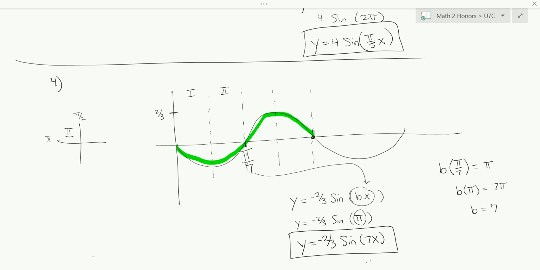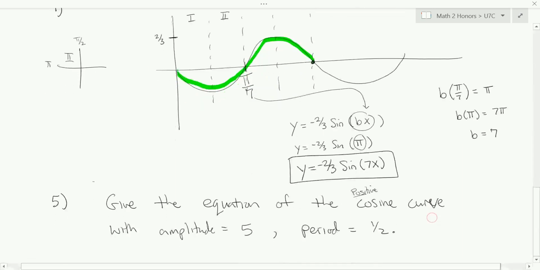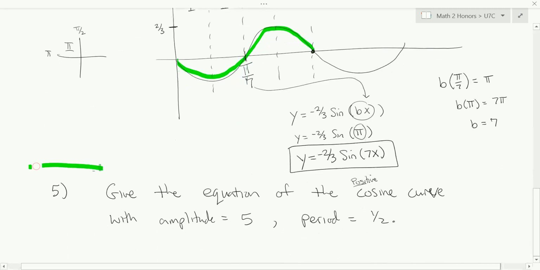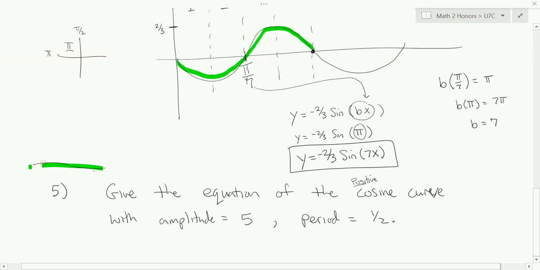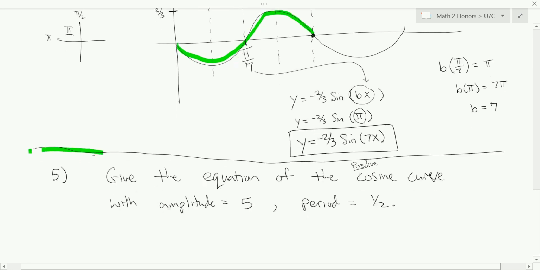Okay. So let's try one last one. This is now no picture, just words, but you can picture it in your head. Give the equation of the positive cosine curve with the amplitude equal to 5 and the period equal to 1/2. And you can always draw a picture if you want to. Whatever helps you come up with the equation.